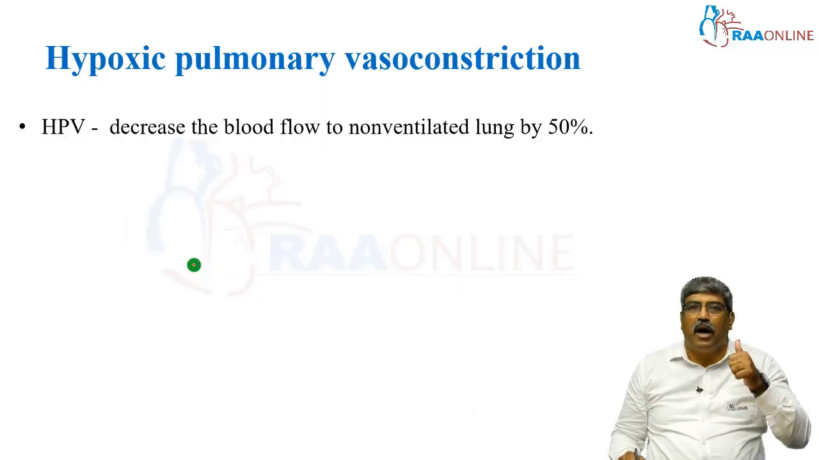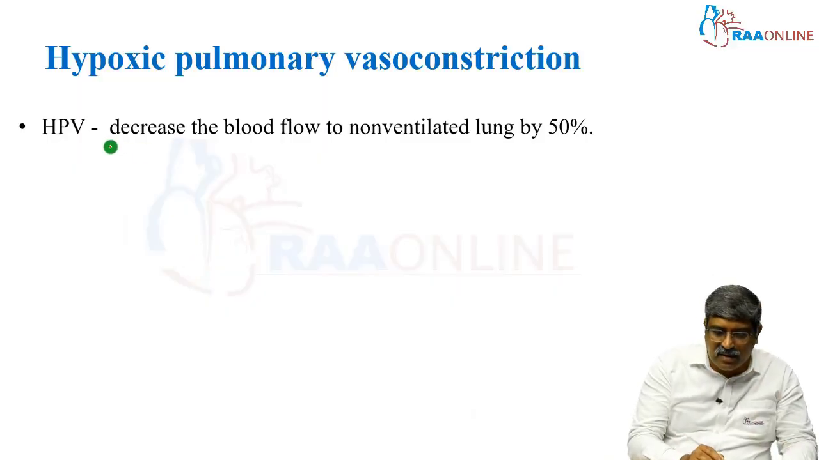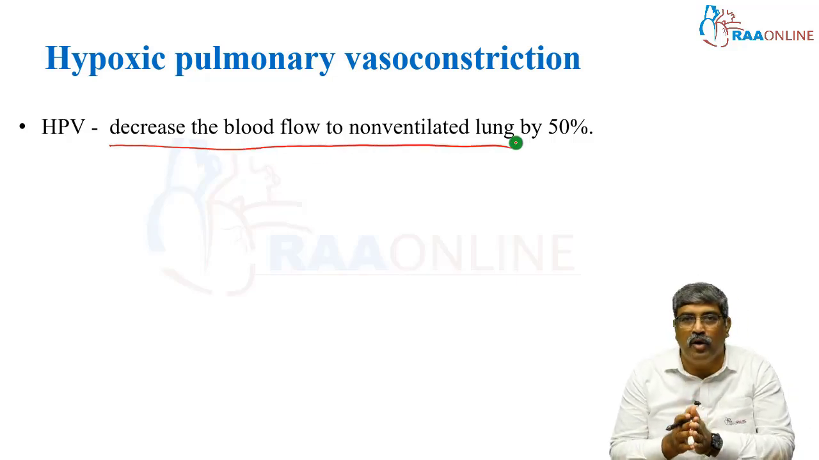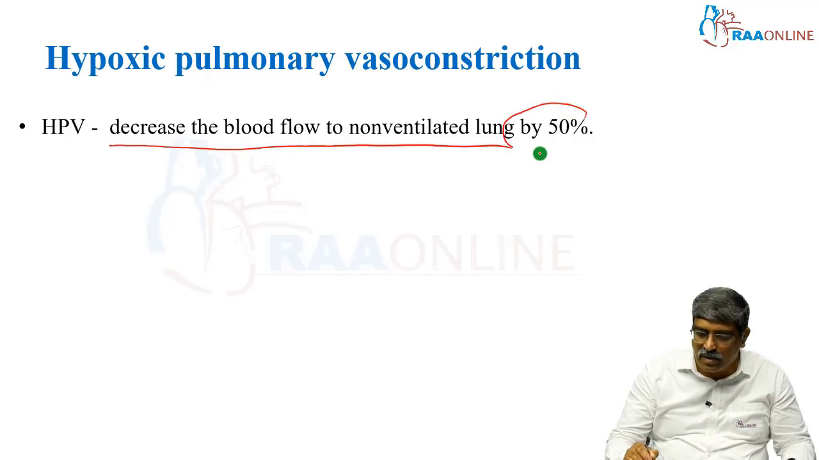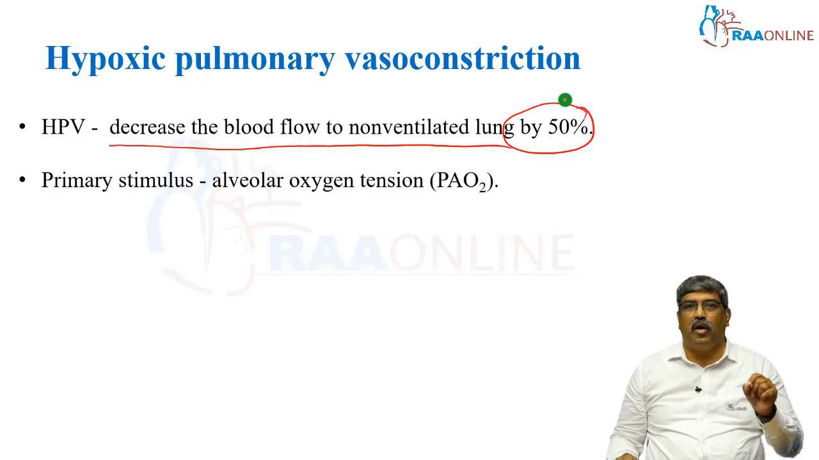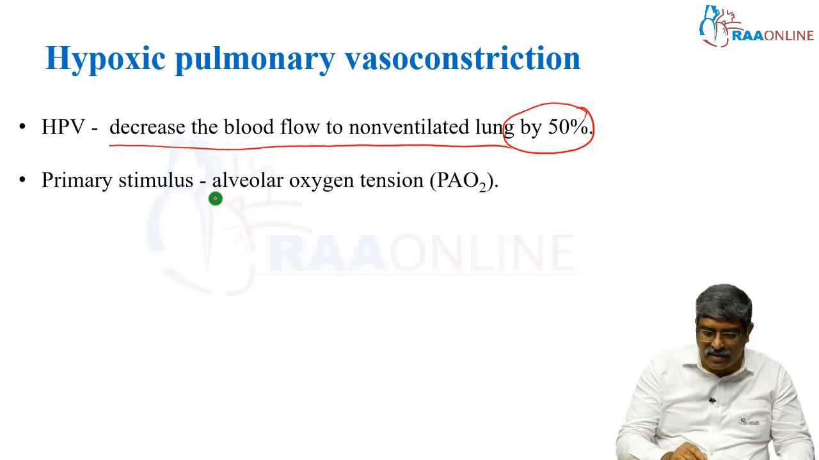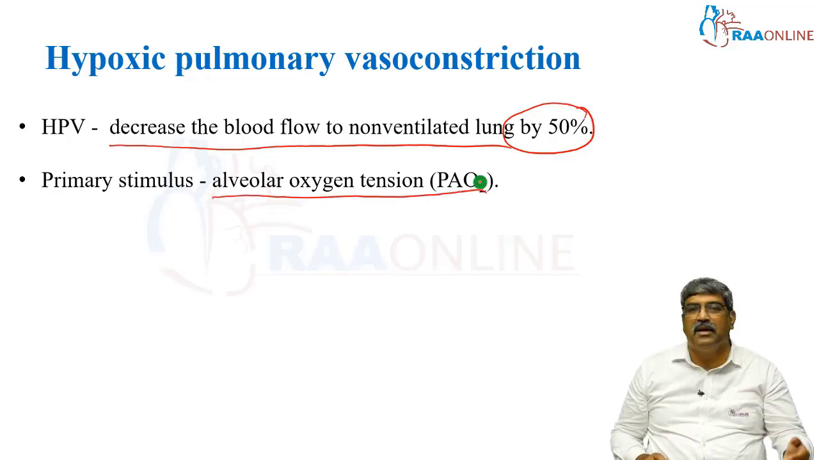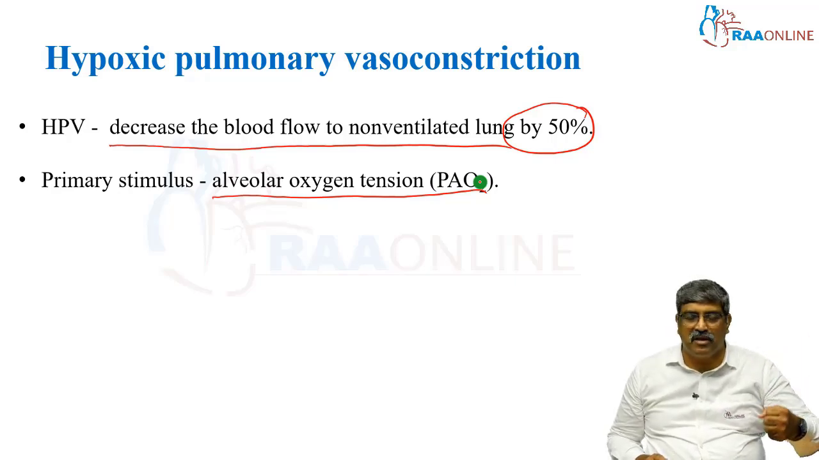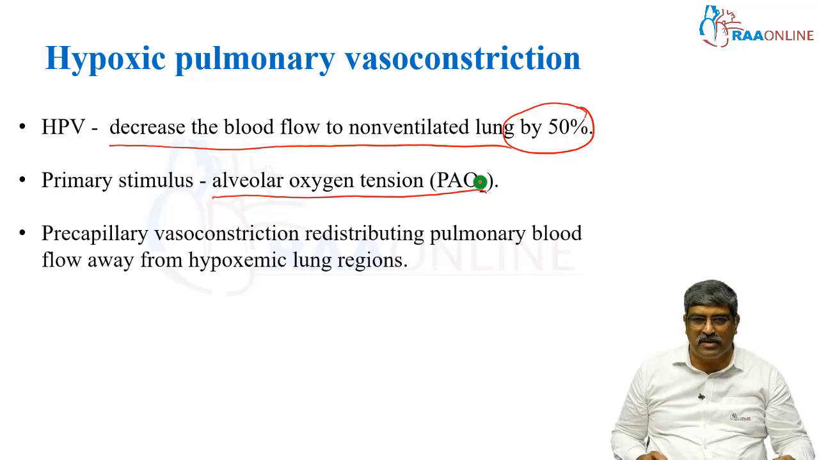Now coming to hypoxic pulmonary vasoconstriction. It decreases the blood flow to the non-ventilated lung by almost 50%. The primary stimulus for hypoxic pulmonary vasoconstriction is alveolar oxygen tension. As your alveolar oxygen tension comes down, the pulmonary vasculature goes into vasoconstriction.